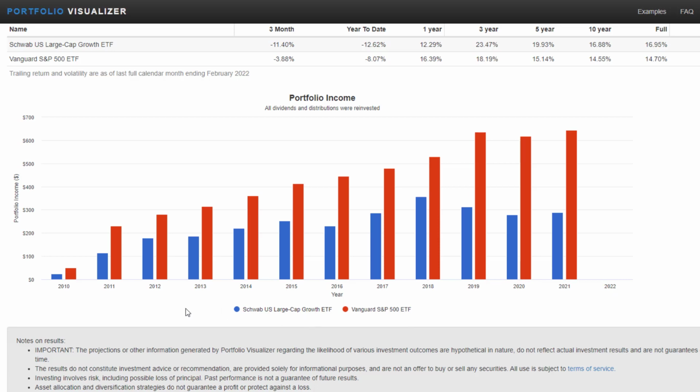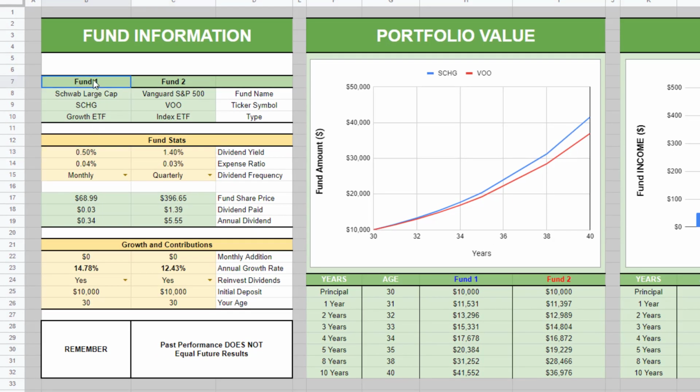We come down here and check out the dividends. If you were to continue to reinvest your dividends, this is what it would look like. In 2021, you would have gotten $643 from VOO and $289 from SCHG. Coming back over to the calculator, in the first column here, we have SCHG. Their dividend yield is about 0.5%. Expense ratio is 0.04. Both of these pay quarterly, but all that does is change the output here in the green. The inputs are in the yellow, so I'll change the yellow, and the outputs are in the green. These are the fund share prices. The dividend paid quarterly would be about 9 cents for a total annual dividend of 34 cents.